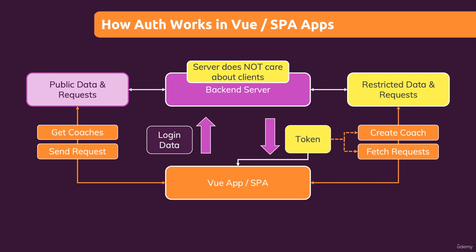And if that token is attached, since only the server is able to validate the token, if the server receives a request to a restricted resource with a valid token, the server will grant access and return the appropriate data. If the token is invalid or missing, access is denied.